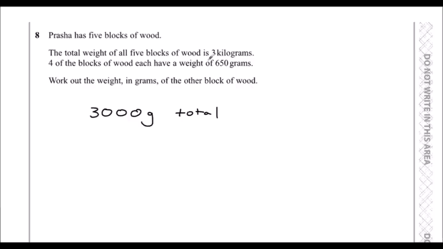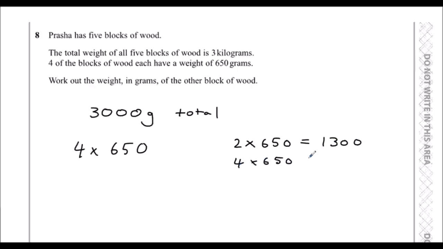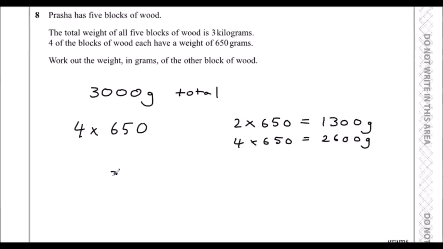4 blocks each have a weight of 650 grams. So if we do 4 times 650, to times by 4, I can double it and double it again. So double 650: 2 600s are 1,200, 2 50s is 100, so that's 1,300. So 4 650s is double 1,300, which is 2,600. So the other block must be 3,000 take away 2,600, which is 400 grams.